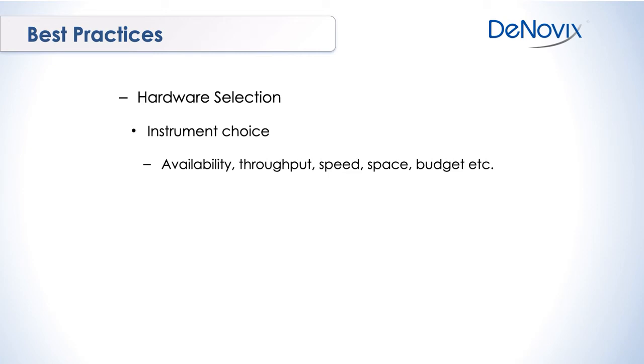When we're thinking about instrument choice, we're thinking about throughput. If we're only running a few samples at a time, it's unlikely that we'll want to use a plate reader. We'll probably want a single tube system. And we can think about speed, space, budget, all the common things that we need to think about when we're making an instrument choice.